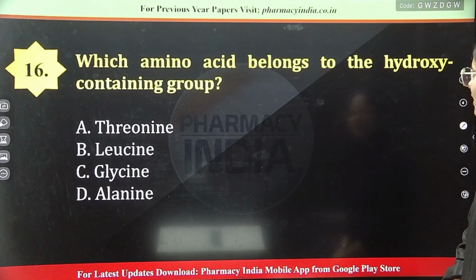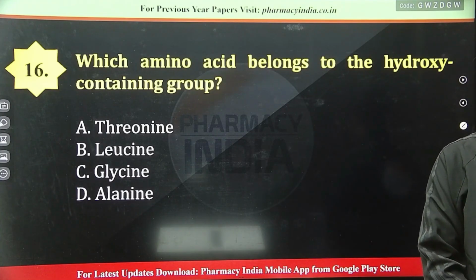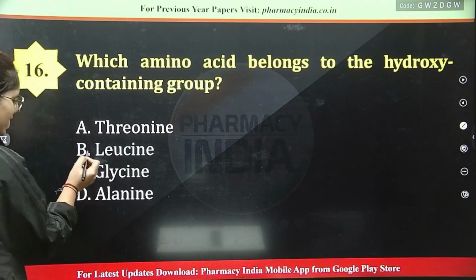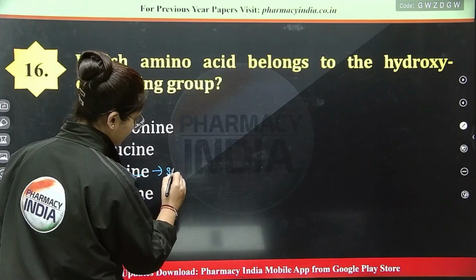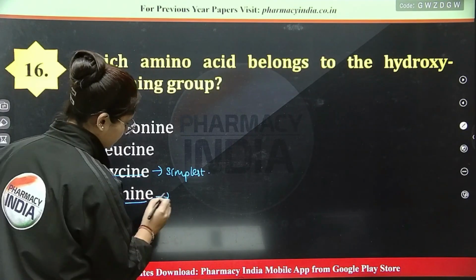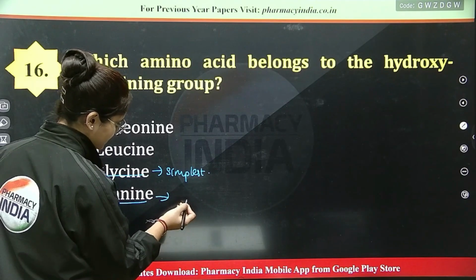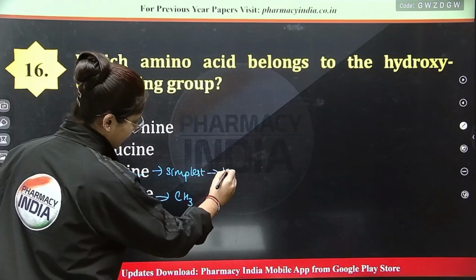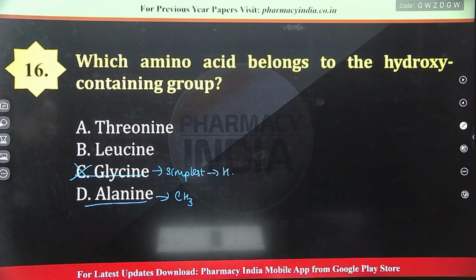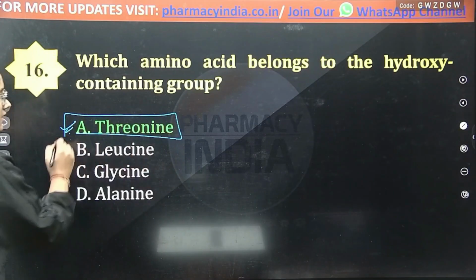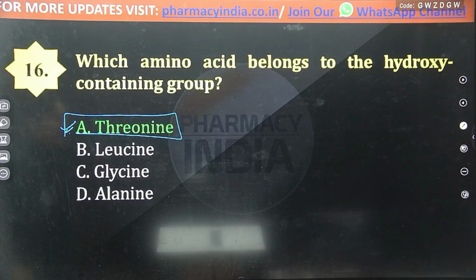Which amino acid belongs to the hydroxy-containing group? Threonine, leucine, glycine or alanine. Basically glycine should be eliminated because it is the simplest amino acid. Clear? Alanine is also eliminated because it contains a CH3 methyl group in its side chain. Your correct option should be threonine, which contains a hydroxy group in its side chain.